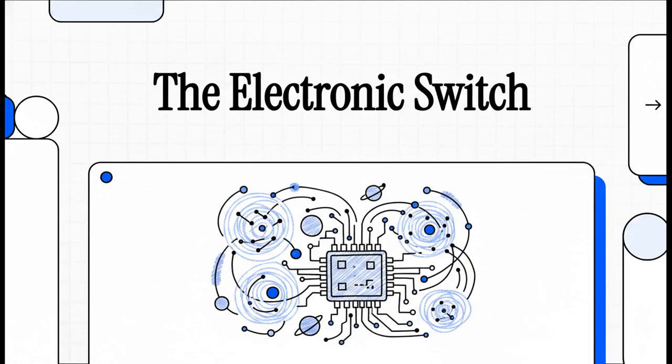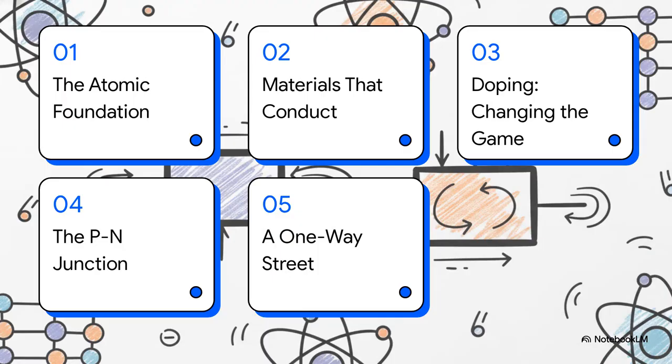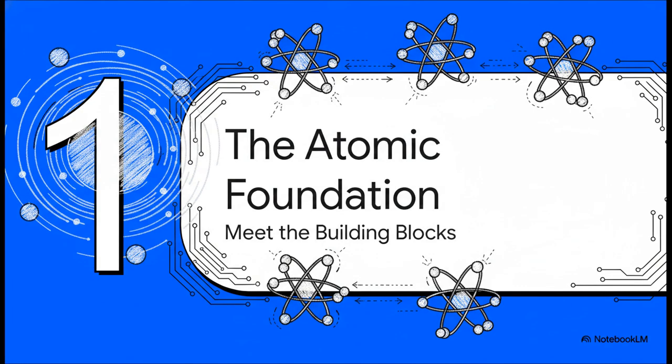you can possibly imagine. So, what we're going to do here is build the most fundamental piece of all modern electronics, right from scratch. This is our roadmap. We'll start with the atomic foundation, look at the materials that conduct electricity, get into a game-changing process called doping, see what a p-n junction is, and finally, figure out how to build a one-way street for electricity. Let's get into it.